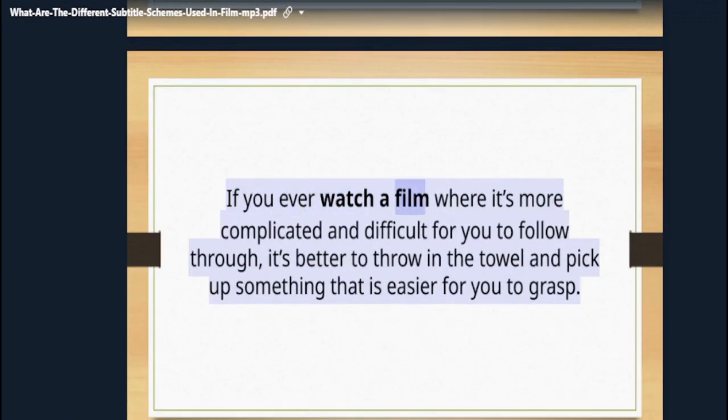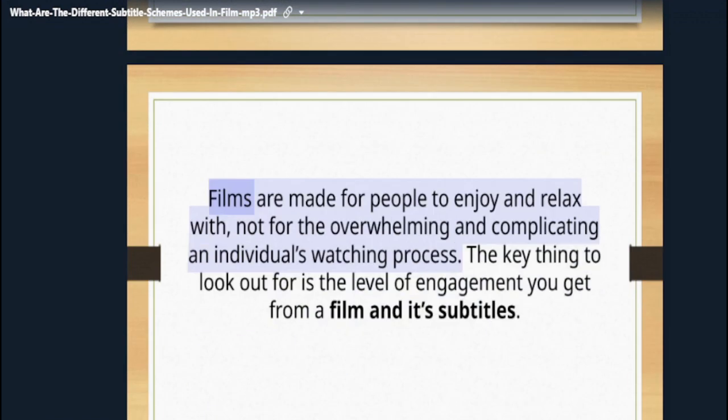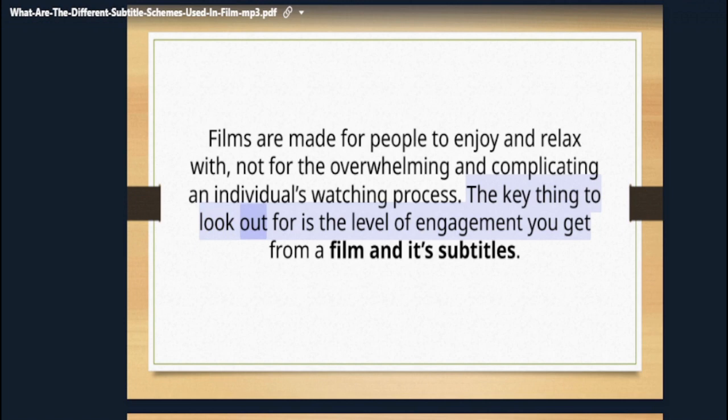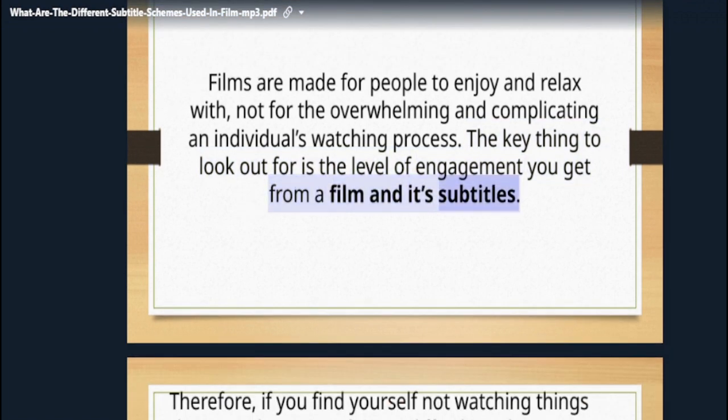If you ever watch a film where it's more complicated and difficult for you to follow through, it's better to throw in the towel and pick up something that is easier for you to grasp. Films are made for people to enjoy and relax with, not for overwhelming and complicating an individual's watching process. The key thing to look out for is the level of engagement you get from a film and its subtitles.